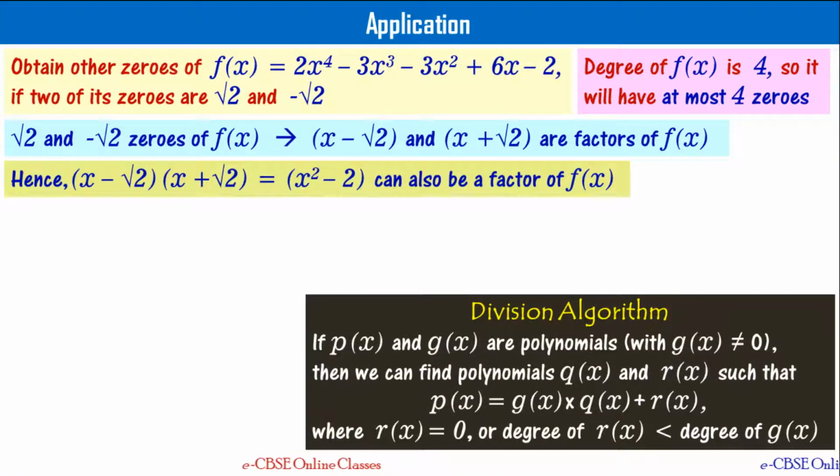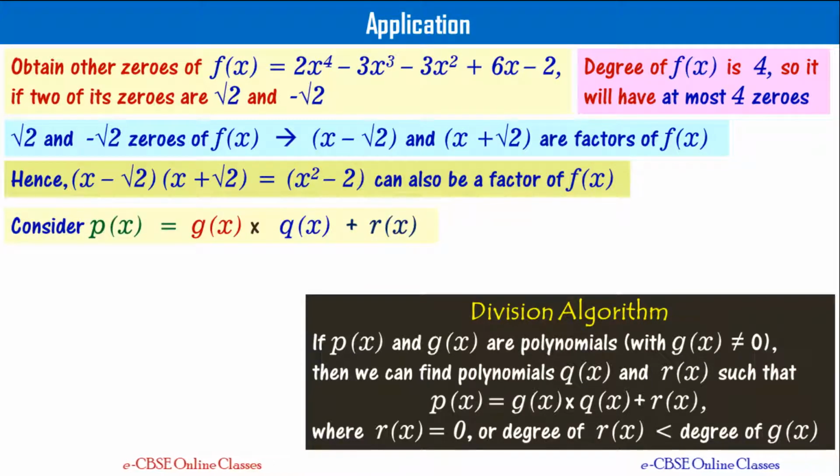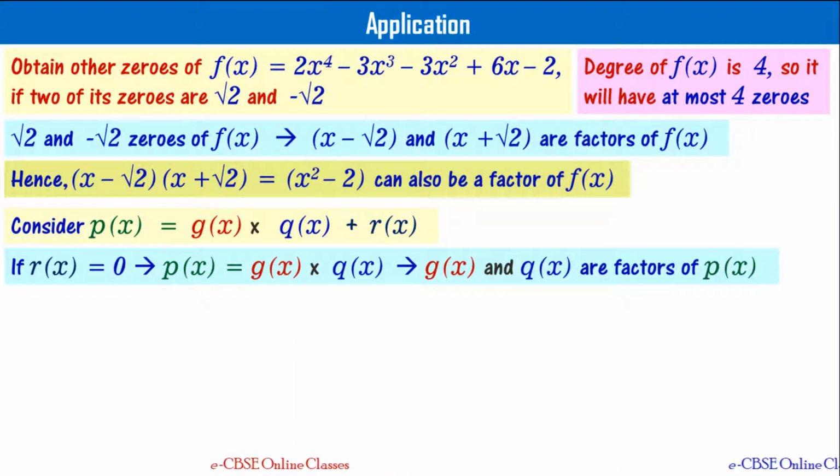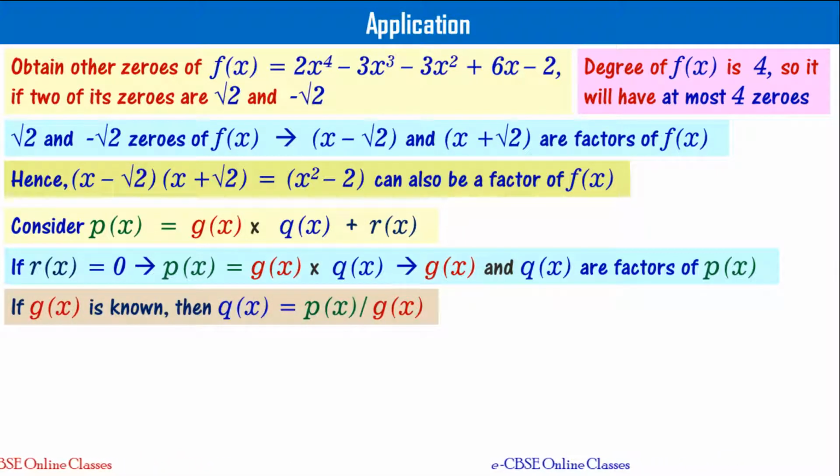Now let's quickly recall the division algorithm and consider a polynomial that is p of x equal to g of x times q of x plus r of x. If r of x, that is remainder, is 0, then p of x can be written as product of g of x and q of x, right? It means that g of x and q of x are factors of p of x, right? If we know g of x, then q of x can be obtained by dividing p of x with g of x. You agree with that, right?